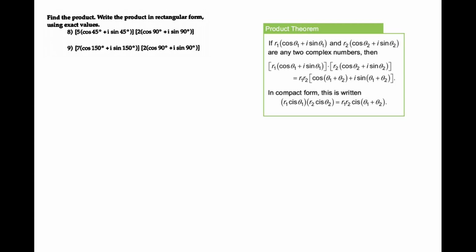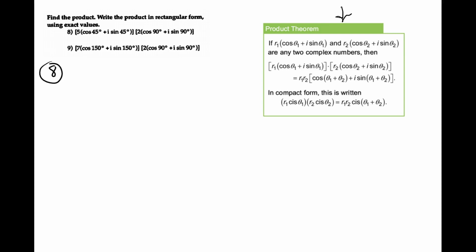In the following examples, we are asked to find the product of two trigonometric or polar formed numbers. So what we're going to do is apply what's called this product theorem that we're given here. We're going to apply that product theorem, and then transform our answer into something in rectangular form, so something that's in a plus bi form. Let's take a look at the first example, number 8.